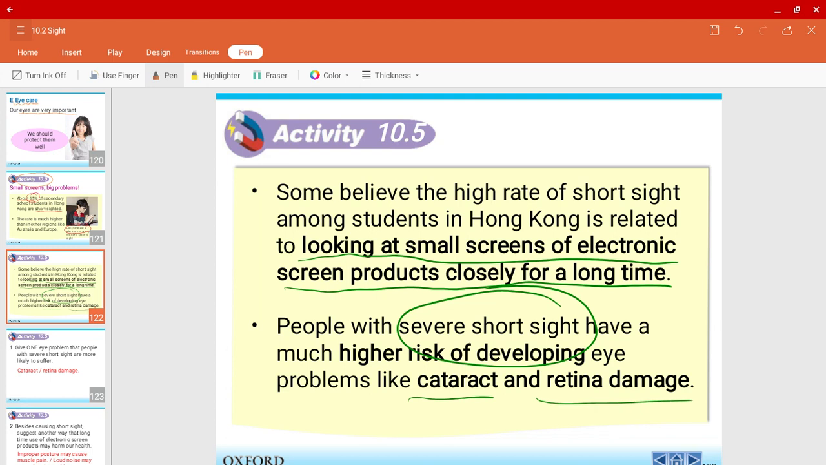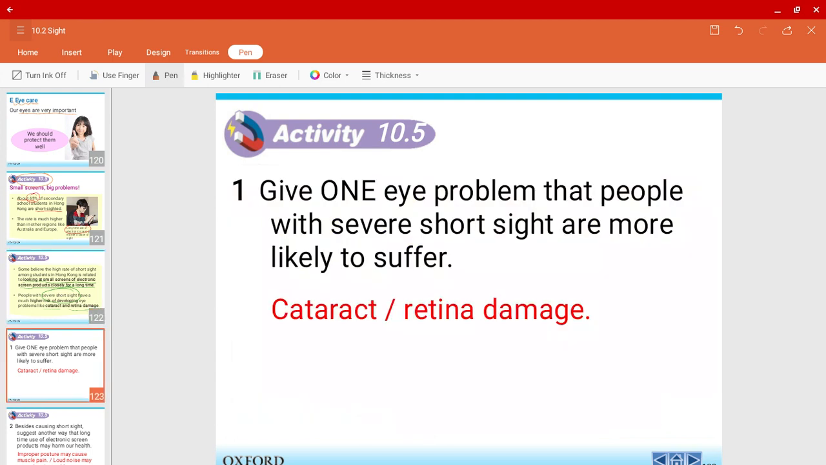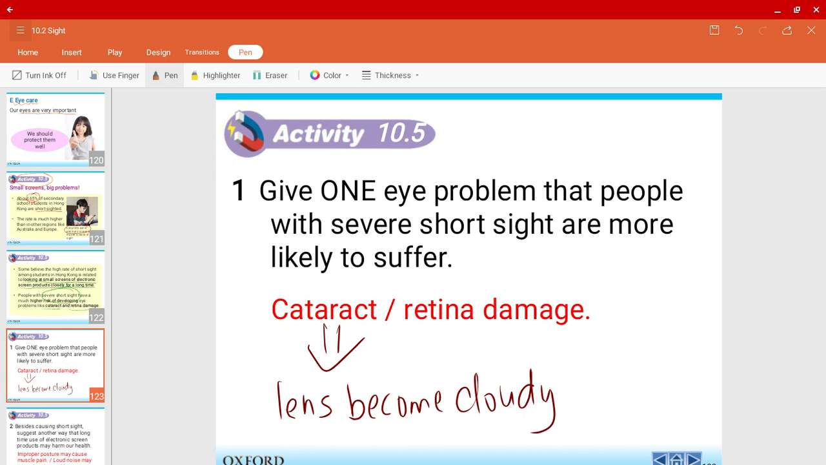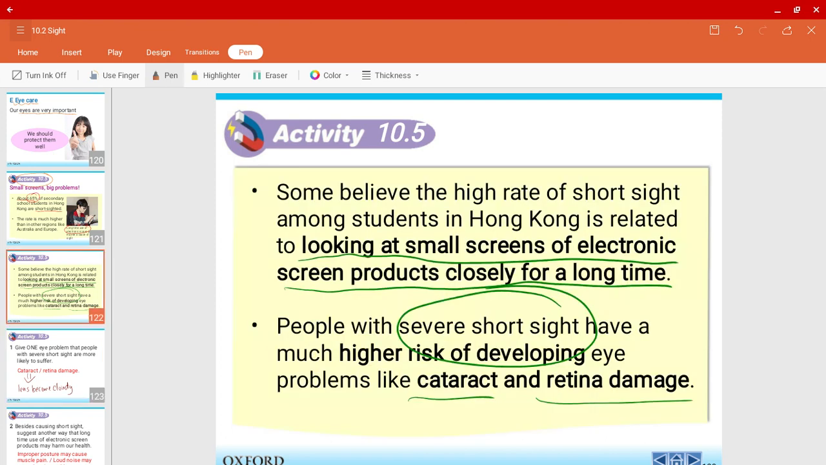Previous videos already mentioned cataract will make our lens become cloudy. So let's see: give one eye problem that people with severe short sight are more likely to suffer. As I mentioned, cataract is when the lens becomes cloudy, and of course the retina will be damaged. For those of us that are already wearing glasses, if we continue our habits of looking at small screens of electronic screen products closely for a very long time, it would be even worse for us.